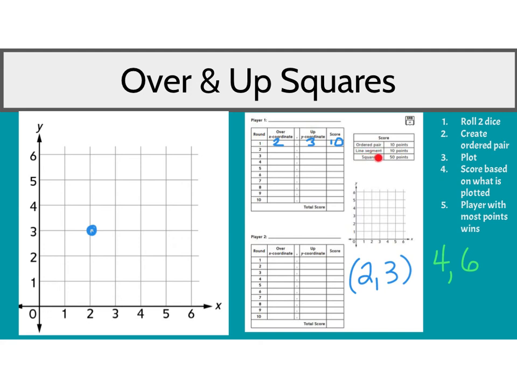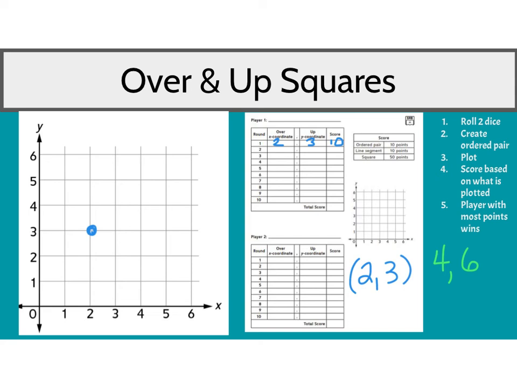You get 10 points if you make a line segment, which means you're going to connect two of your ordered pairs, or an ordered pair of yours and one of your partner's. And then if you're able to put that last line segment to form a square, you get 50 points. So the objective for the game is to score the most points.